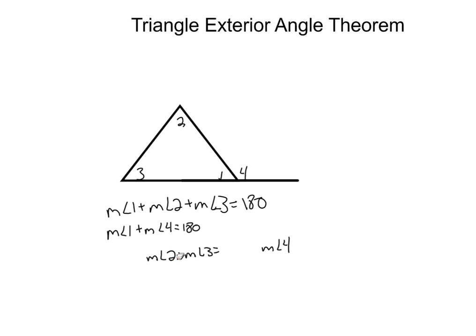So I just subtracted the measure of angle 1 from both sides, and this gives me my triangle exterior angle theorem. Anytime you have an exterior angle, which is made by extending one side of your triangle, you end up with an angle whose measure is the sum of the remote interior angles. So angle 2 and angle 3 right here are what we call remote interior angles to angle 4.